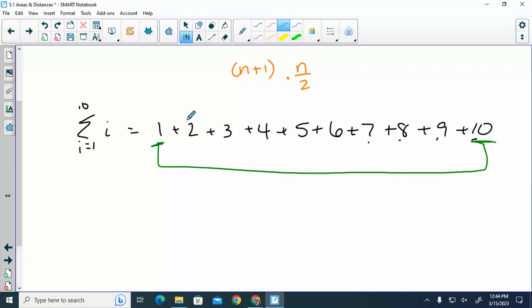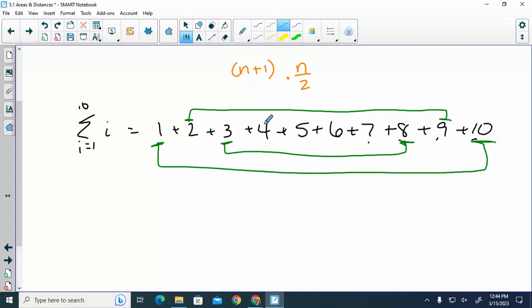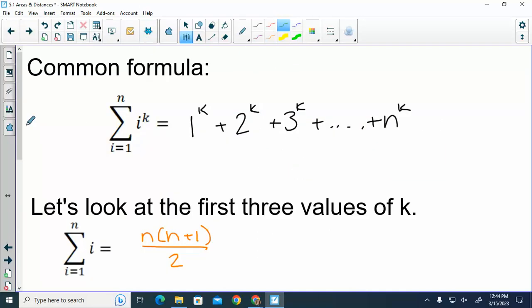That is just showing you that you could pair them up. 10 plus 1 is the same as 9 plus 2, is the same as 3 plus 8, is the same as 4 plus 7, and 5 plus 6. And so I was just talking about how you can add faster if you pair them up like that. That's where the formula comes from.